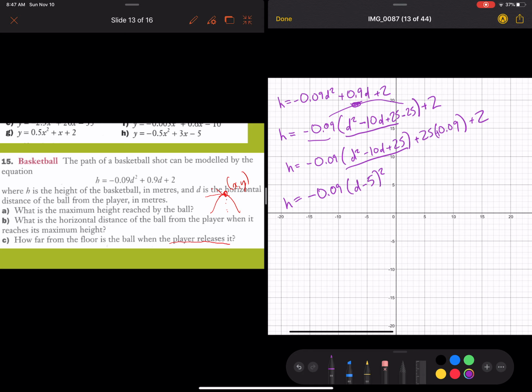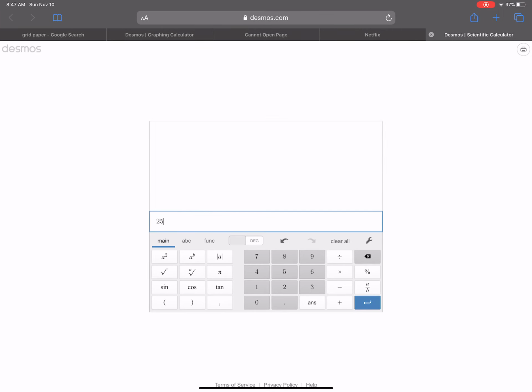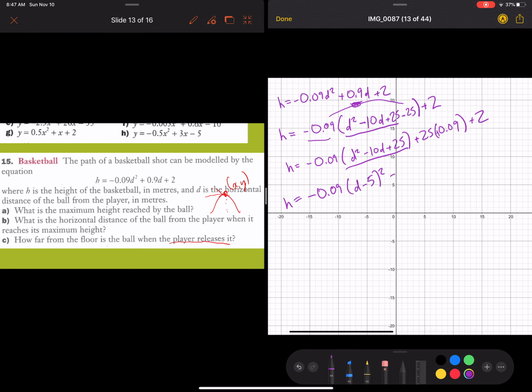And how do we do that? 25 times 0.09 is 2.25. So let's solve that. Plus 2.25 plus 2. So h becomes negative 0.09 times d minus 5 squared plus 4.25.